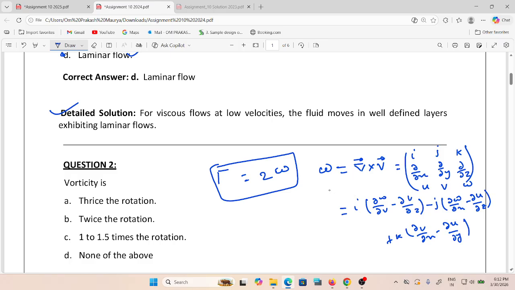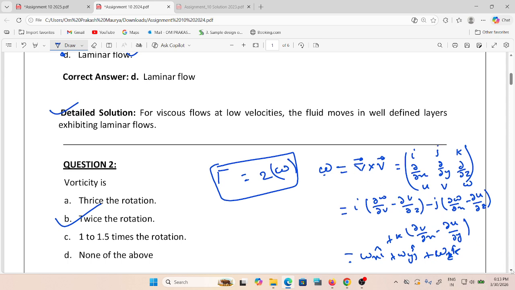So this is your rotation. Rotation is your wx i plus wy j plus wz k, so this is your rotation in three directions. When you write vorticity, this is just two times your rotation. So remember please, twice the rotation. So this is your question number 2.